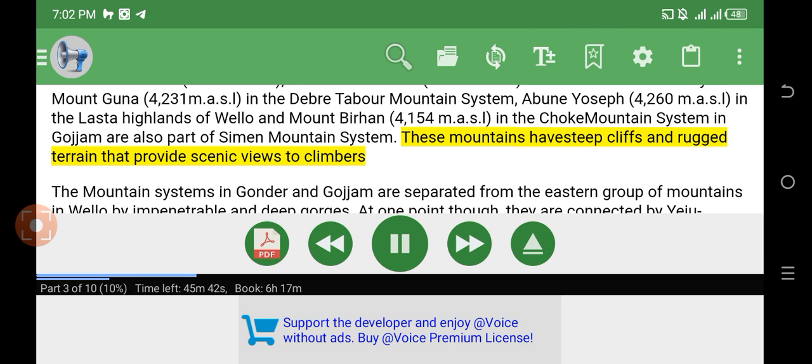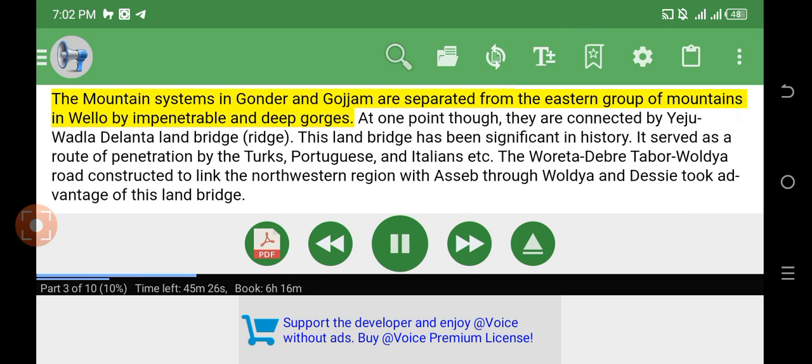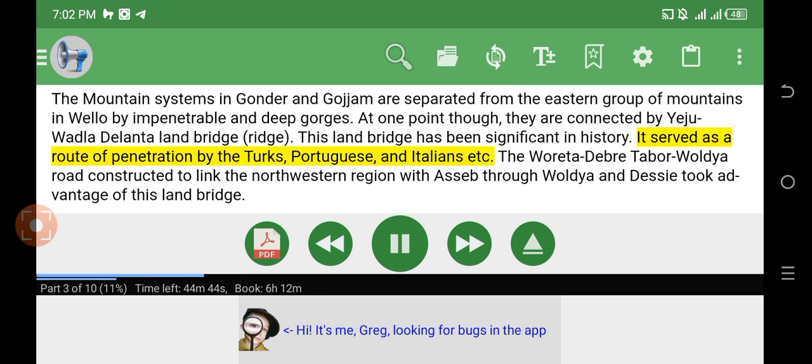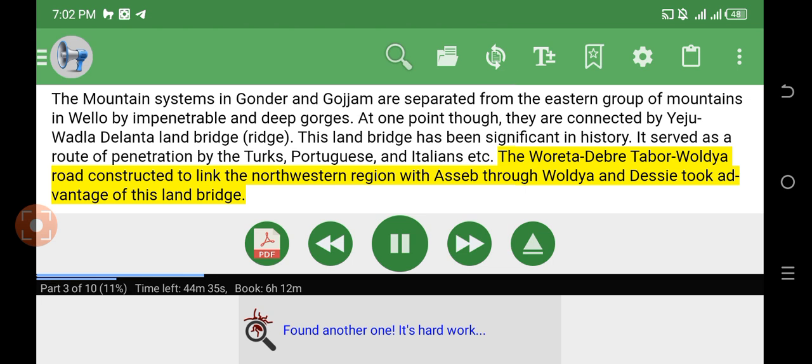The mountain systems in Gondar and Gojjam are separated from the eastern group of mountains in Wello by impenetrable and deep gorges. At one point though, they are connected by the Yaju-Wadla-Delanta land bridge. This land bridge has been significant in history. It served as a route of penetration by the Turks, Portuguese, and Italians etc. The Wereta-Debre Tabor-Woldia road, constructed to link the northwestern region with Aseb through Woldia and Dessie, took advantage of this land bridge.